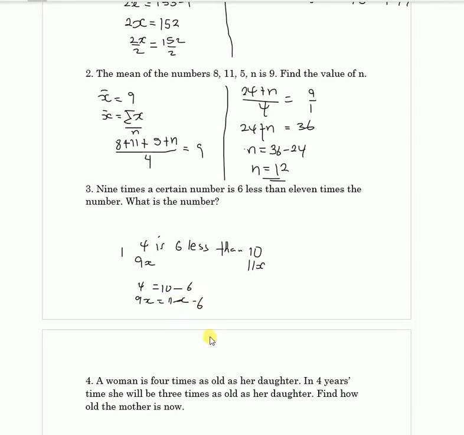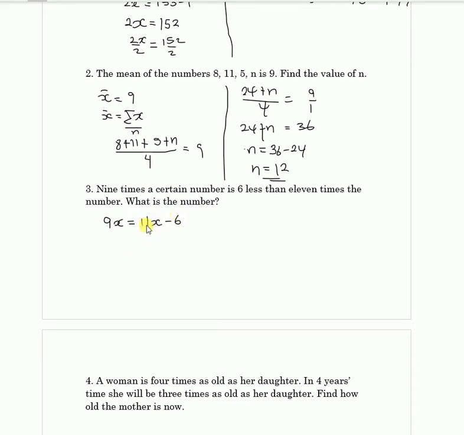That is what they are talking about here. That 9 times a certain number is 6 less than 11 times the number. 9 times the number, 9x. 11 times the number, 11x. So the difference there should give us 6. That's what we have. So I can now write the equation as they are meant to be. We are saying that 9 times the number is equal to 11 times the number minus 6.